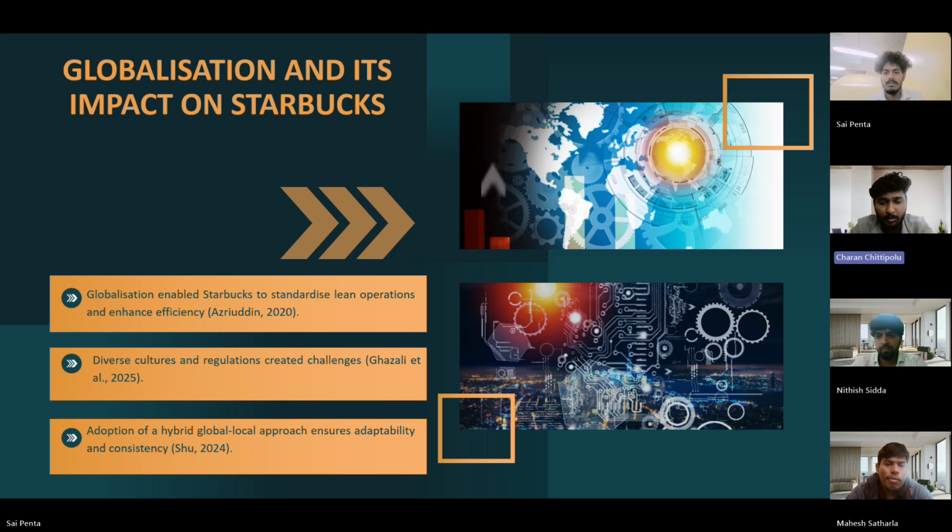For instance, standardized bar procedures may conflict with culturally distinct service techniques. All things considered, globalization increased the reach of Starbucks' lean methods, but also made it more challenging to adapt them to diverse regions, necessitating a hybrid global-local strategy. And moving to the next slide.